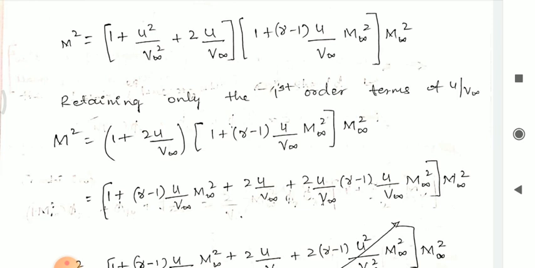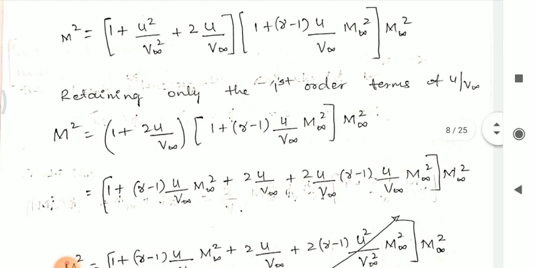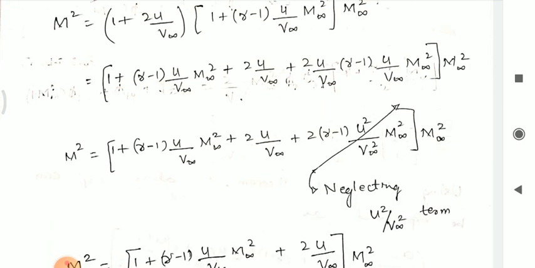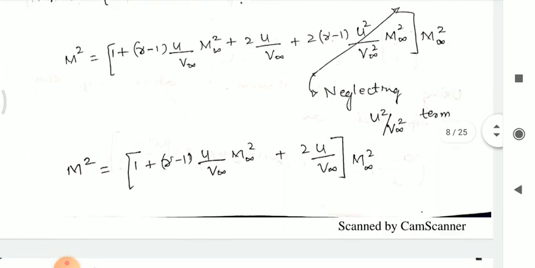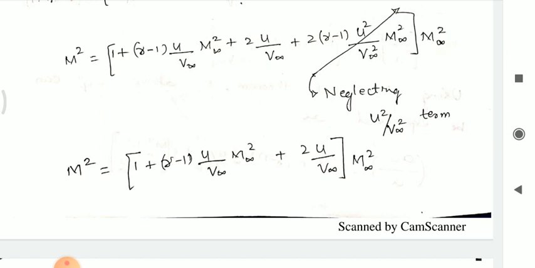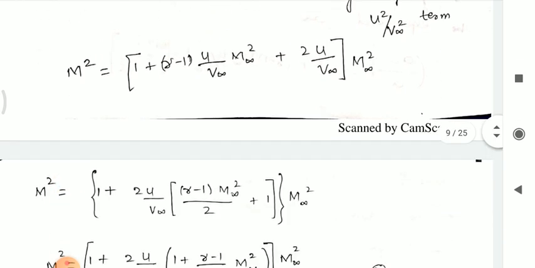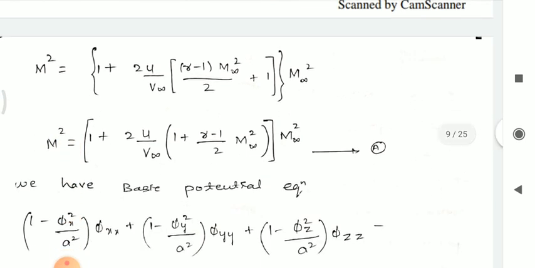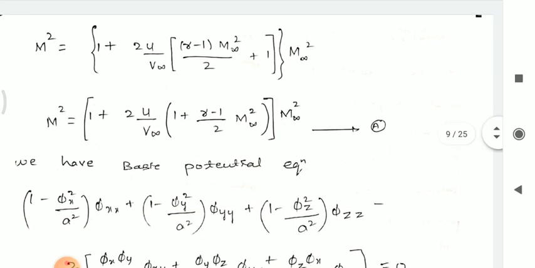So the second term in the first bracket will go off. So 1 plus 2u/v∞ and 1 plus (γ minus 1) u/v∞ m∞² into m∞², and then multiplying that particular equation and again neglecting wherever u² and v∞² terms are there. Then finally you will have this particular equation: m² is equal to 1 plus (γ minus 1) u/v∞ m∞² plus 2u/v∞ into m∞². So after simplifying the above equation, you will end up having this equation, and let us take this equation as equation A.